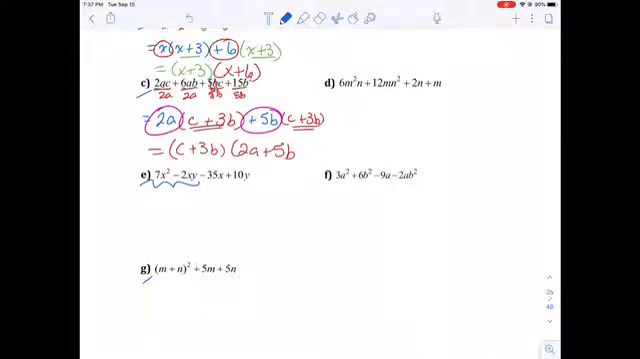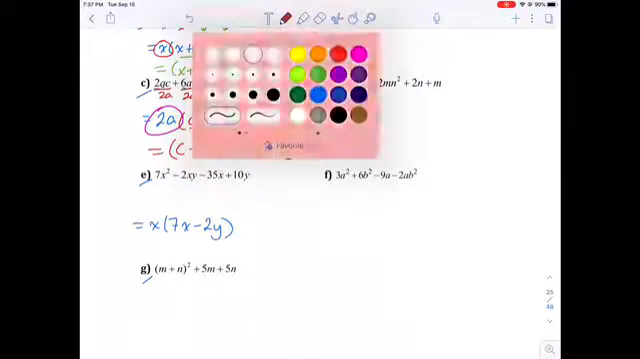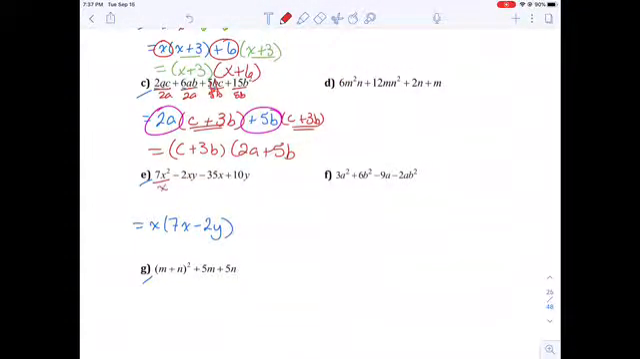7x squared and negative 2xy. No common coefficient. There's no factor that's common to both 7 and 2 other than a 1. So the only thing I can take out of there is an x. And I get a 7x minus 2y when I divide that out. Let's just show that. Divide by x, divide by x.